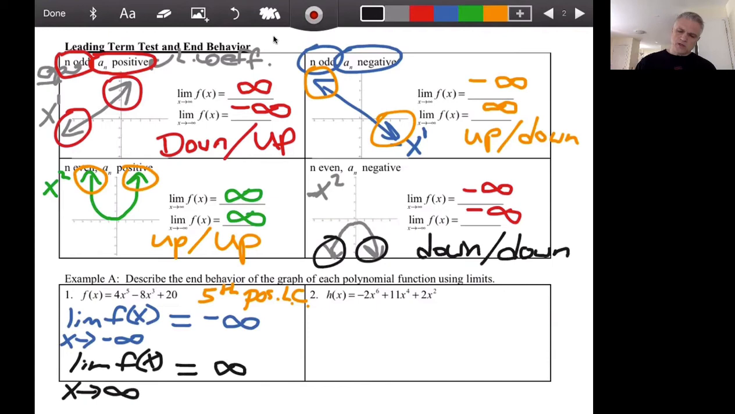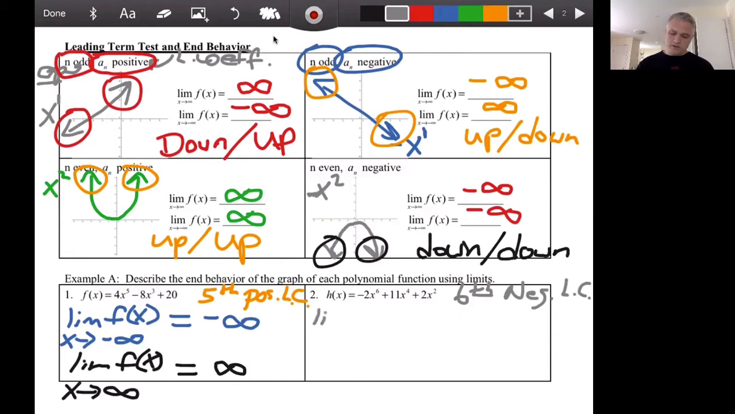Right? Let's look at example 2. Okay, this is a 6th degree, because 6 is the highest exponent of a variable here. 6th degree, and the leading coefficient is a negative 2. So negative leading coefficient. So it's an even degree, negative leading coefficient. Okay, so think of x squared with a negative in front of it. It's going to be going down, down. Okay, so that makes it kind of easy on us.